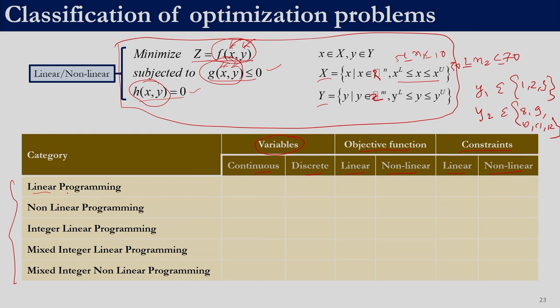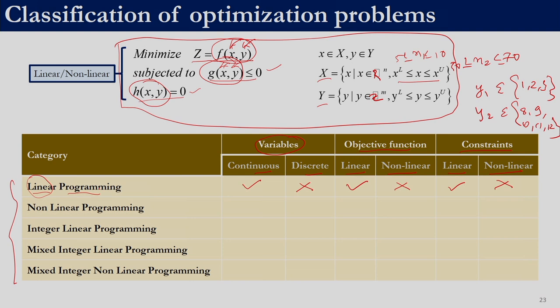One is called linear programming. So linear programming, as the name indicates, the functions are going to be linear, right? So the objective function is going to be linear. The constraints are going to be linear. So non-linearity is not allowed either in the objective function or in the constraints. And since it does not mention anything about the nature of the decision variable, when we say linear programming, we are not explicitly specifying what is the nature of the decision variable. So by default, it means only continuous variables. Discrete variables are not allowed.